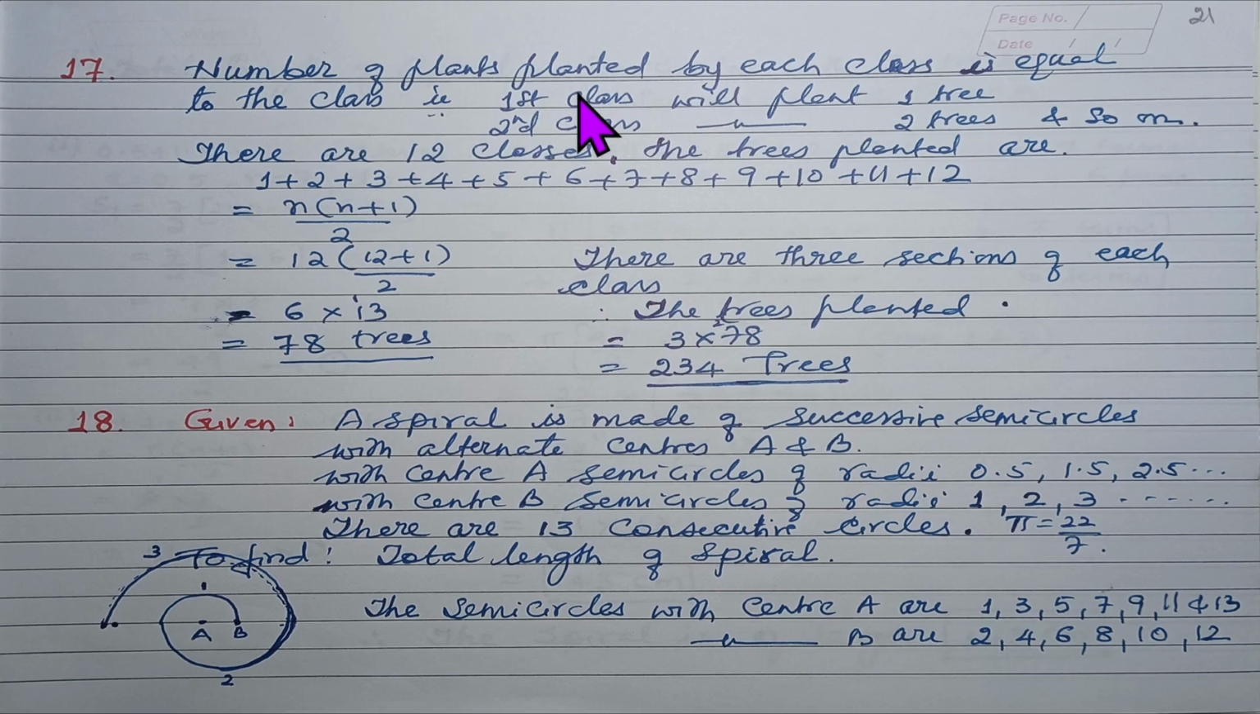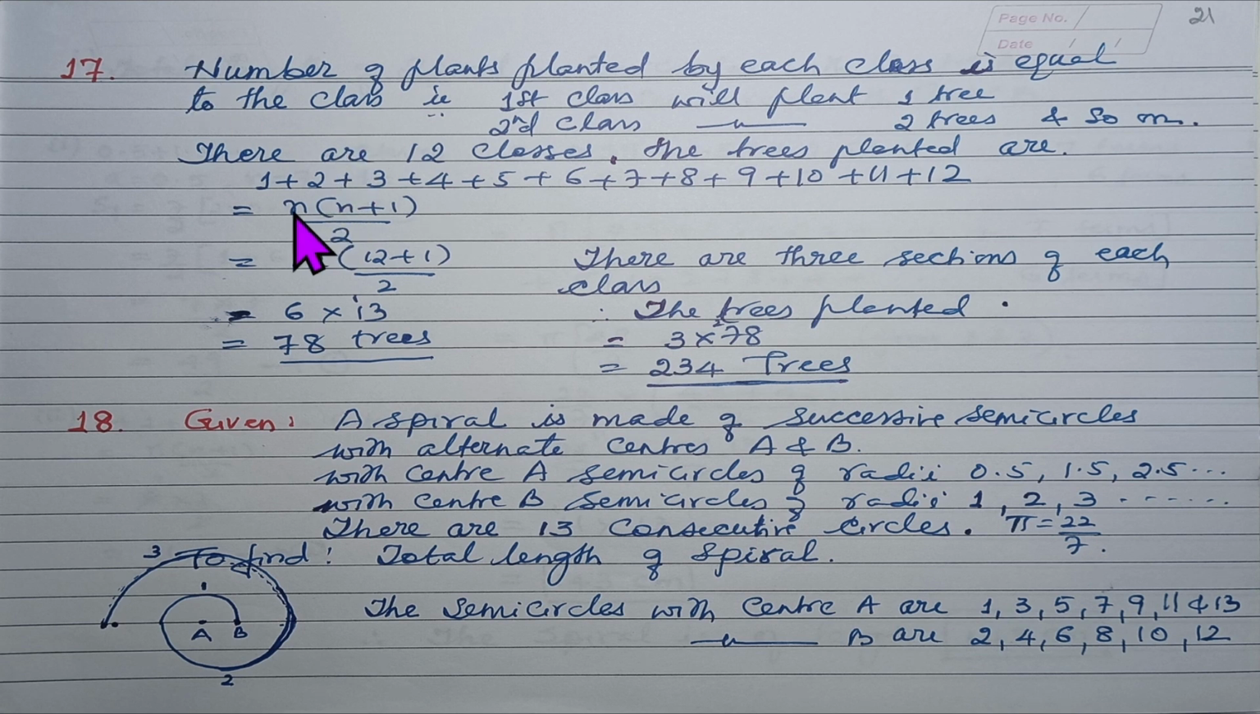It means if it is the first class, they will plant only 1 tree. If it is the second class, then they will plant 2 trees. Third class, 3 trees. Fourth class, 4 trees. And there are 12 classes. So the first class plants 1 tree, second class 2 trees, third class 3 trees, and so on. The 12th class will plant 12 trees.